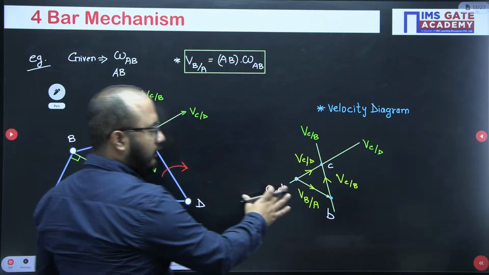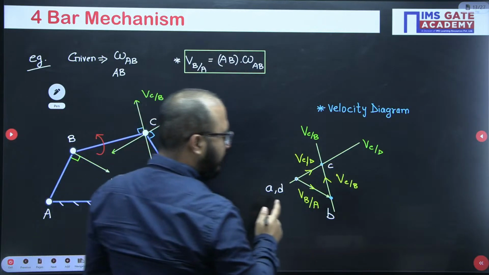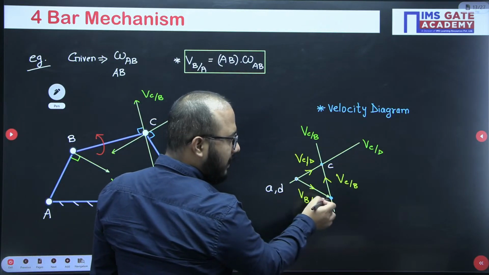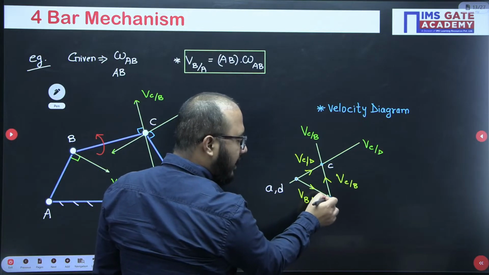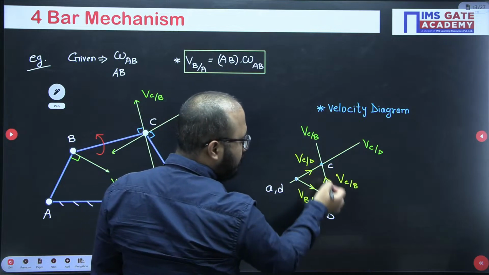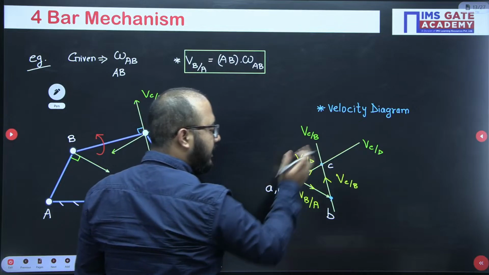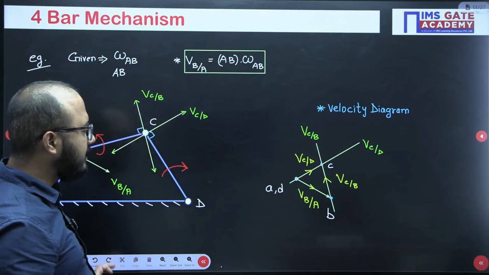So this is the velocity diagram. Each vector is representing a velocity vector. Now I have told you B with respect to A, which I have written. So point B I am observing with respect to A, so the arrow will be like this. C point I am observing from point B, the arrow will be like this. C point observed with respect to D, so the arrow will be like this. So these are the basic things we need to understand.